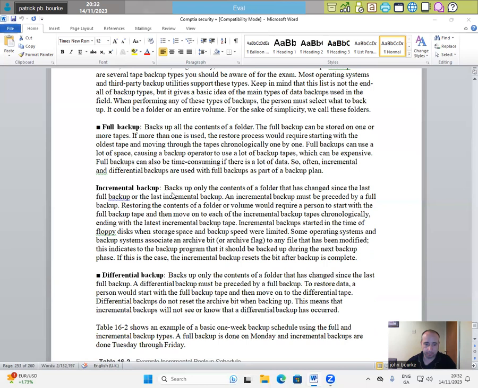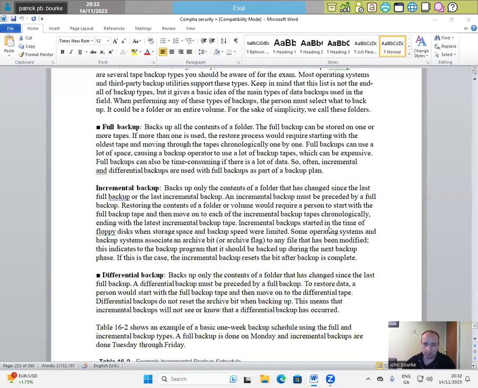Incremental backups back up only the contents of a folder that has changed since the last full backup or the last incremental backup. An incremental backup must be preceded by a full backup. Restoring the contents of a folder or volume would require a person to start with the full backup tape and then move on to each of the incremental backup tapes chronologically, ending with the last incremental backup tape.